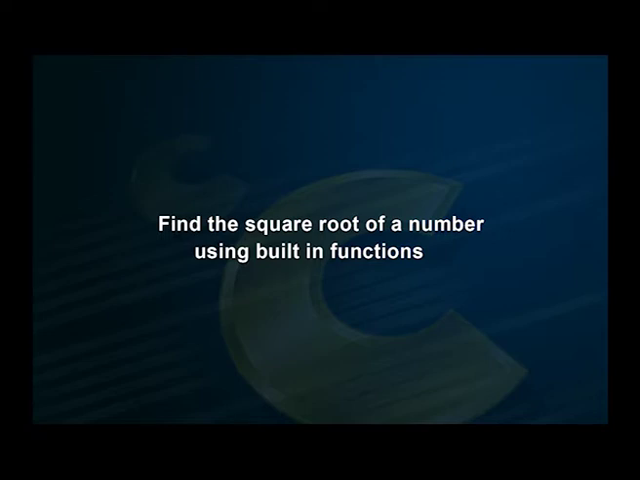Here we are trying to find the square root of a number using built-in functions. Let us familiarize with the basic built-in functions in C. One of the built-in mathematical functions in C is the sqrt function to find the square root of a number. So, first we shall discuss the algorithm.